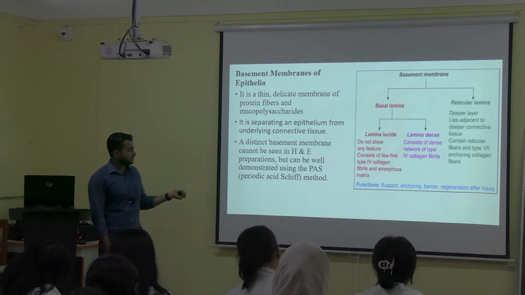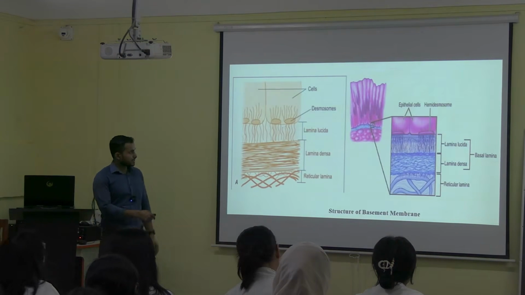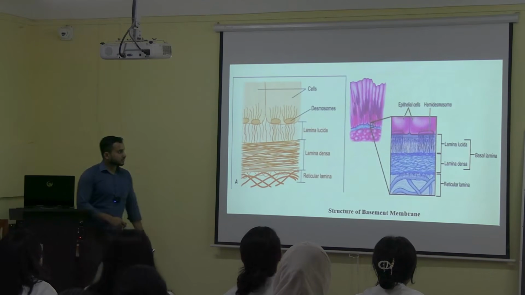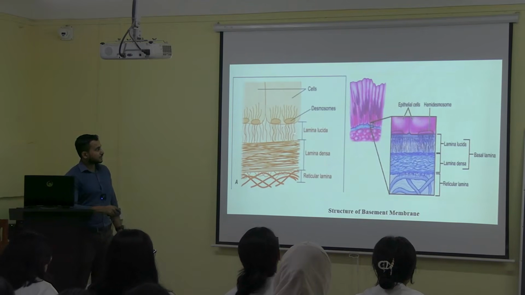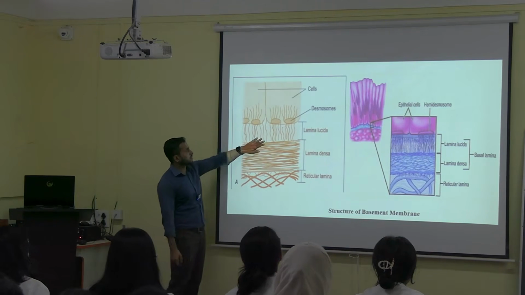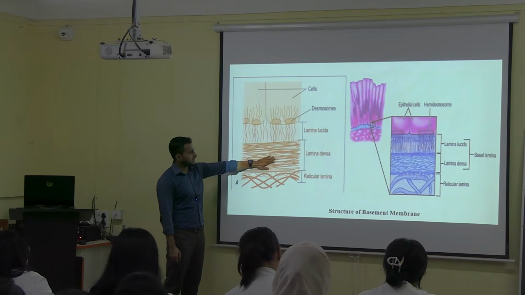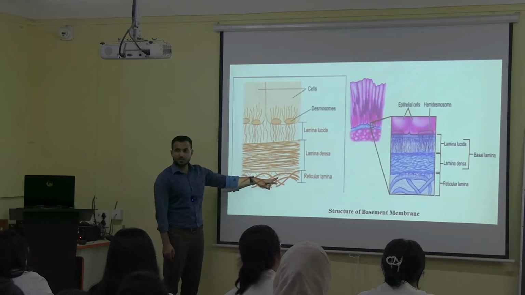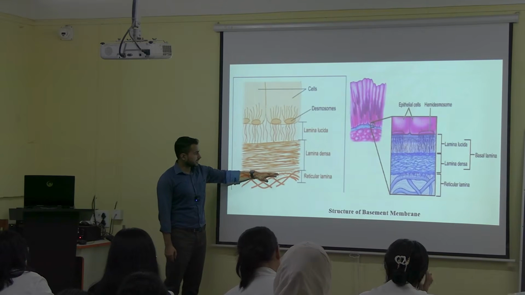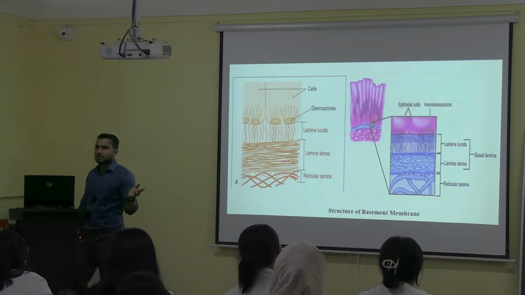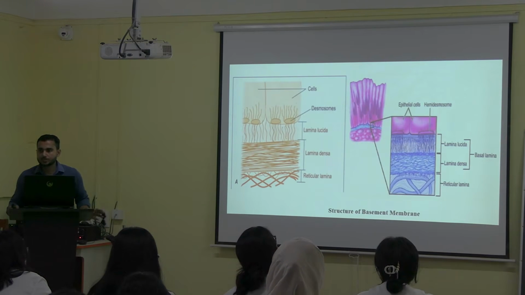Now here is the diagram. Here you can see the structure of the basal lamina. The lamina lucida is adjacent to the cell. In between we get the lamina densa, and the deepest layer is the reticular lamina. This reticular lamina is adjacent to the connective tissue. So this is the structure of the basal lamina.